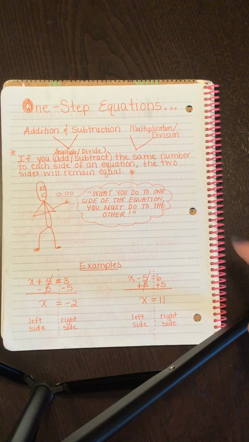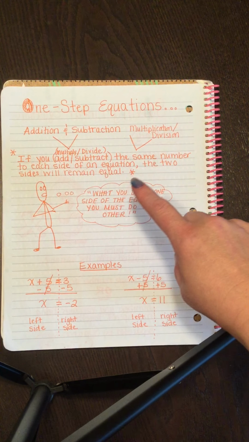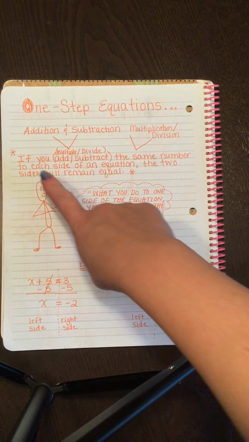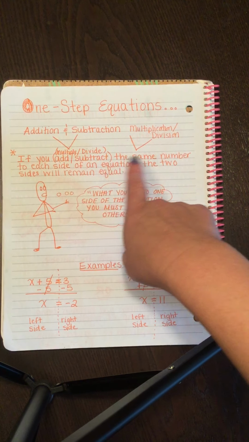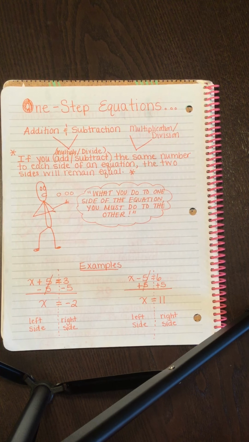So it says if you add or subtract the same number to each side of an equation, the 2 sides will remain equal, okay? And the same thing, if you multiply or divide the same number to each side of an equation, the 2 sides will remain equal as well.